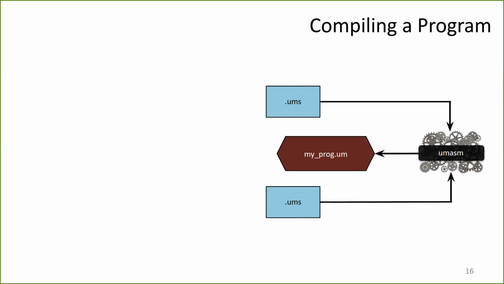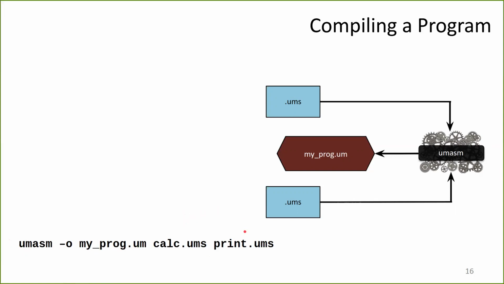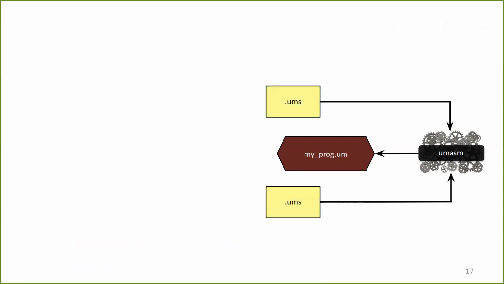The typical command to perform this assemble and linking operation looks like this. The assembler is invoked with the UMASM command. You can specify the output executable's name, just like with GCC, and then you'll give a series of files written in the macro assembly language to be linked into that final executable. You can then run the resulting program on an emulator. So for your final assignment, you're going to be writing these .ums files to implement an RPN calculator.